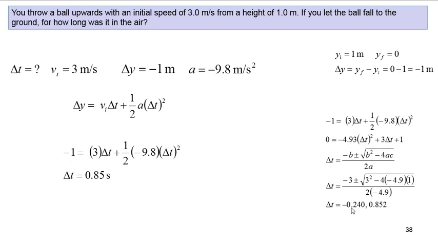And with the quadratic formula, you will always get 2 answers. In this case, we're going to choose the positive one because it doesn't make sense for it to be in the air for negative 2.4 seconds. It does make sense that it's in the air for about 0.852 seconds. So you need to review this. You will need to know the quadratic formula.